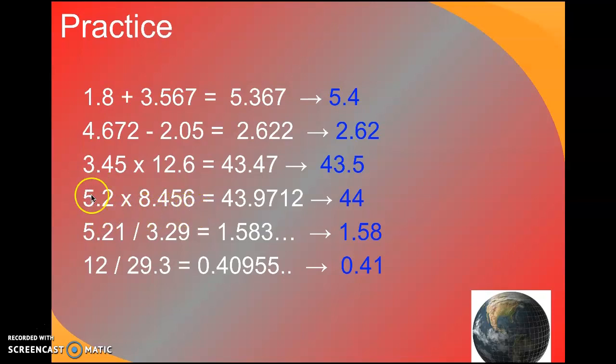There's only 2 sig figs in 5.2. So this is what we get in our calculator. We need to round that off to 2 sig figs. So we're going to round it off right here. The next digit's a 9, so we round it off to 44.